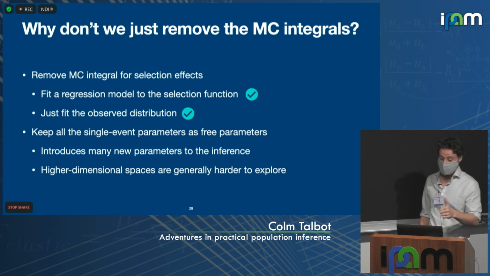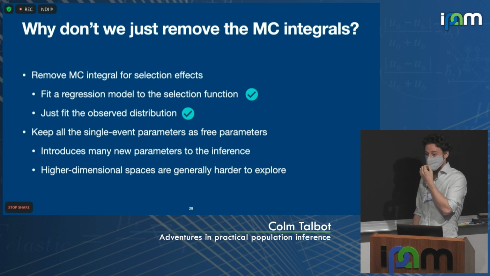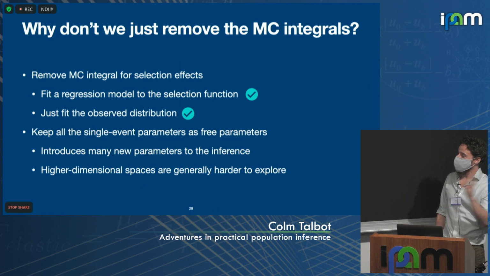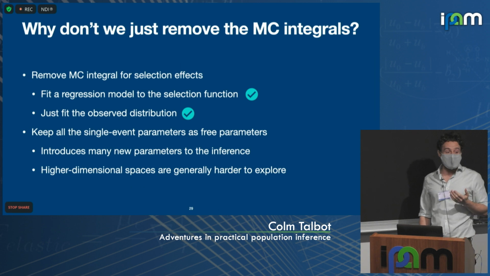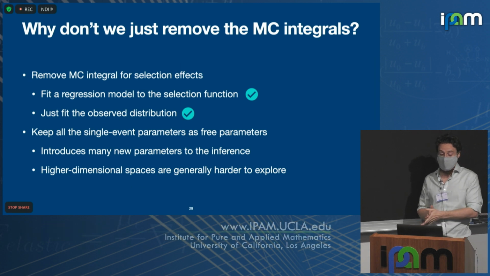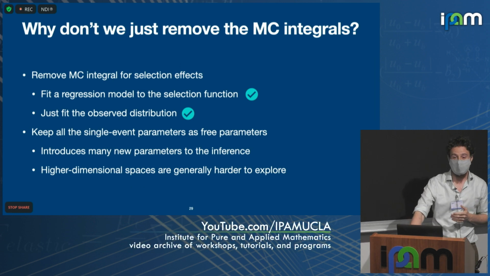Observed distribution may be the way to go in future. So the other thing that we can do to get rid of the Monte Carlo integrals is go back on this thing I did way towards the beginning and just keep all of the single event parameters as free parameters. And now we just have a bigger dimensional space to explore. Generally, it's harder to explore a 300-dimensional space than a 10-dimensional space. But in practice, it turns out to be not quite as bad as it might sound at first.